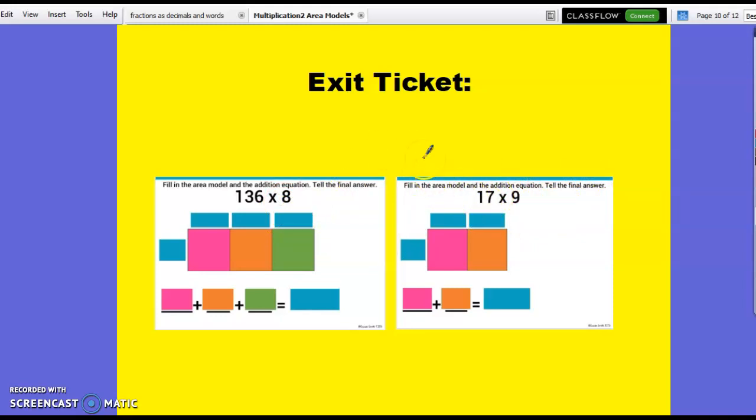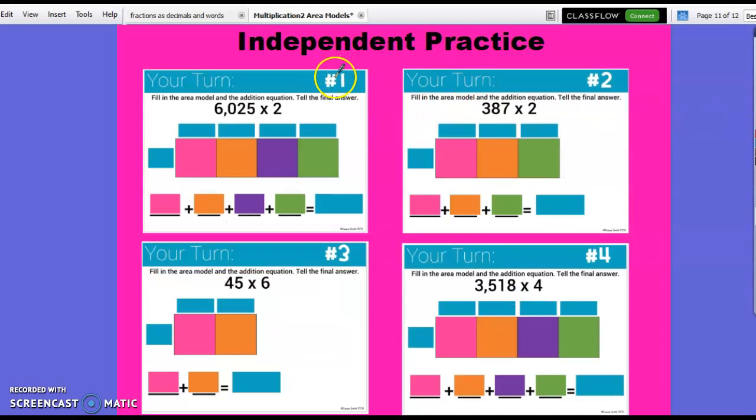It's your exit ticket. I want you to do these 2 first and let me check them before you do the independent work, which is actually the grade. So this is your exit ticket. It's just these 2. I just want to make sure that you're doing them correctly before you go to the independent work. And your independent work is this last slide right here where it has 1, 2, 3, and 4 as your independent work for today.